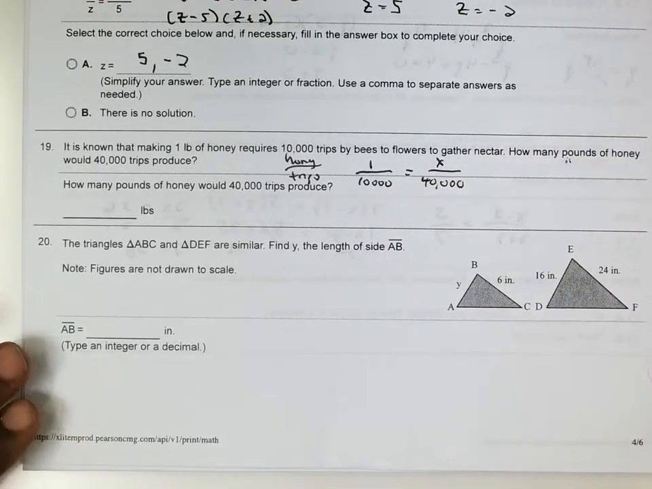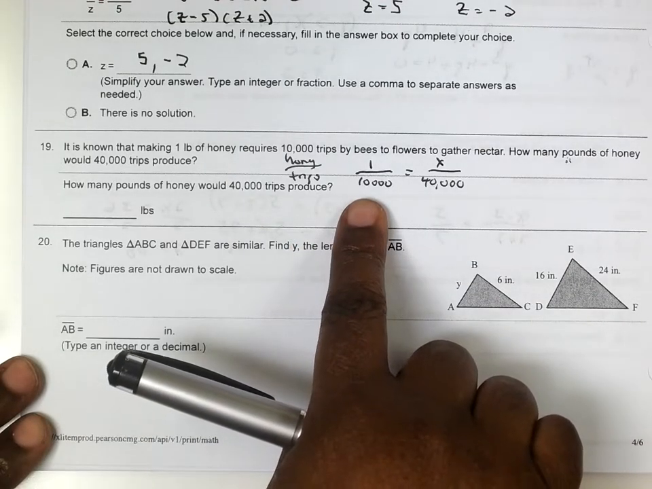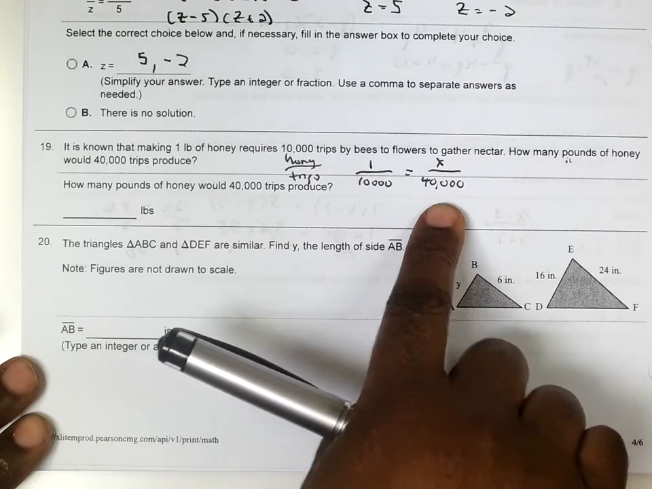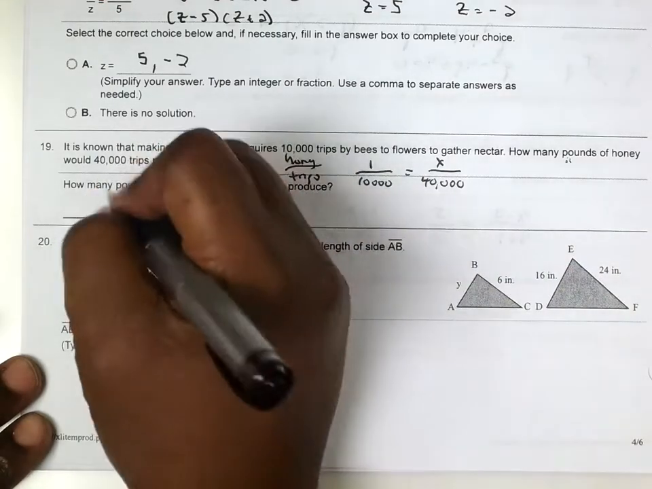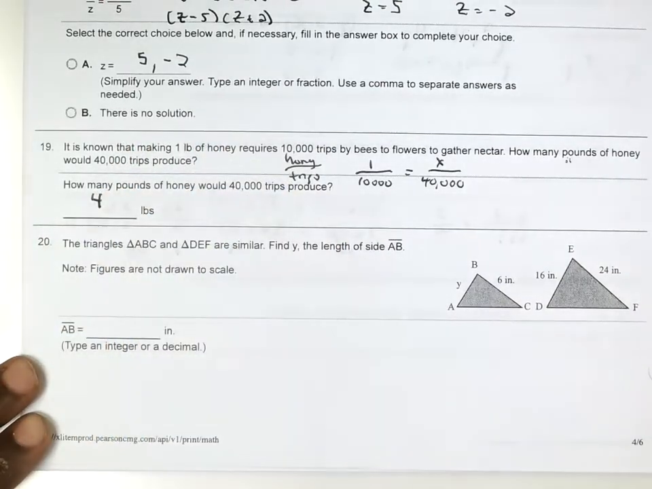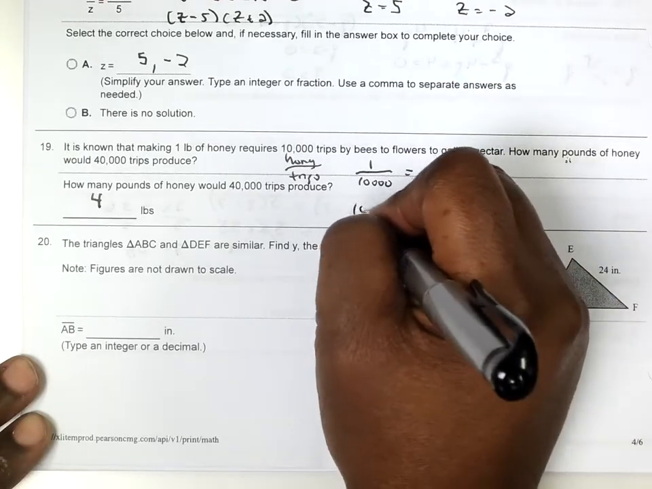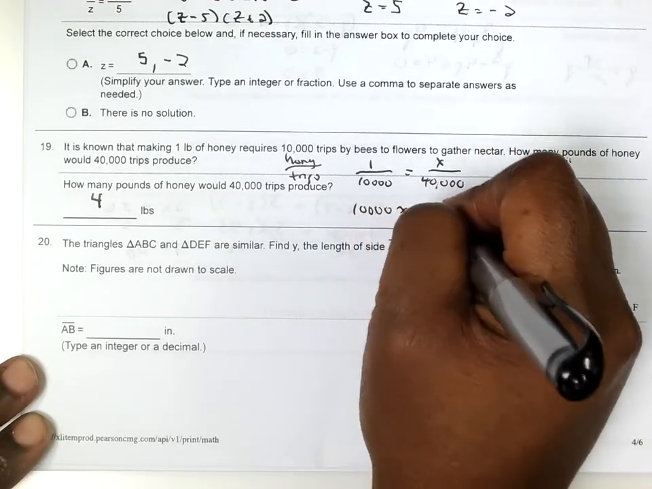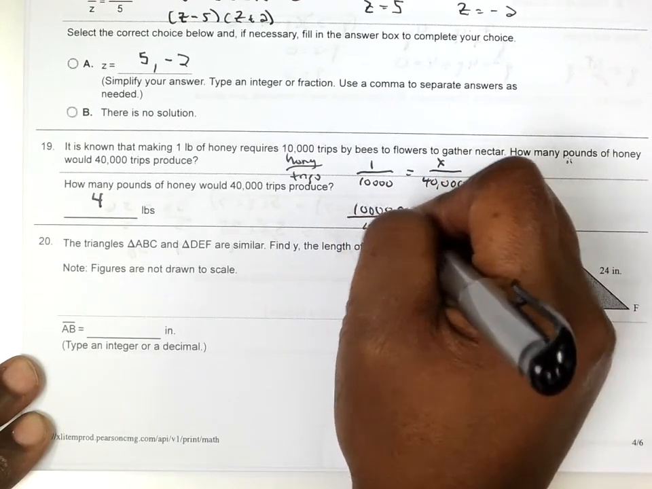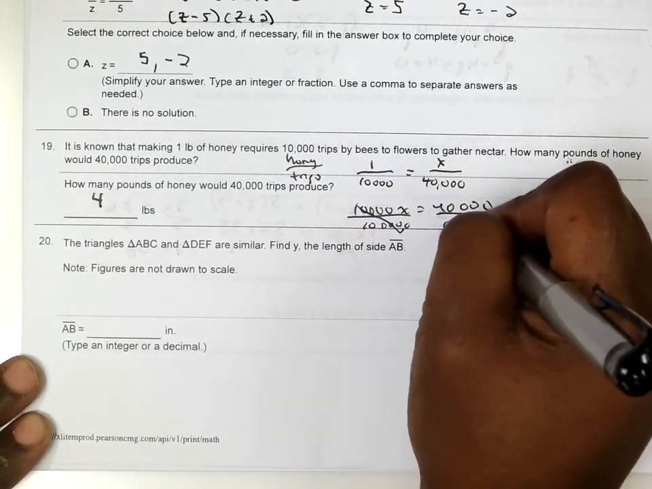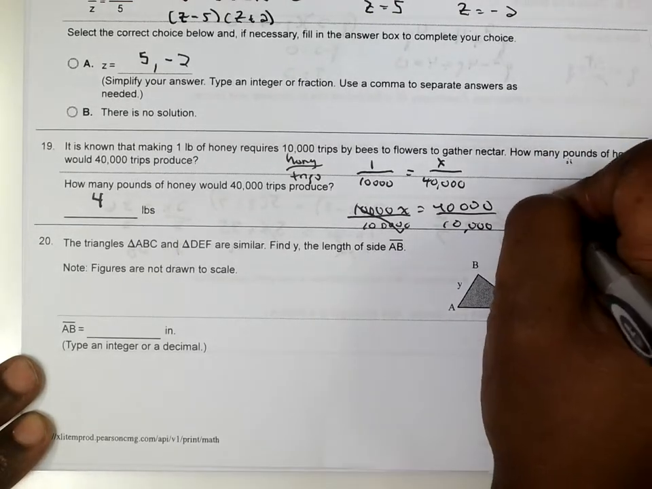Now, this one I don't really need to set up, right? Because 10,000 to 40,000 is 4 times more, so therefore I should just get 4 pounds. But if I didn't realize that, or if the numbers didn't work out so well, I'd have to set this up. So when I cross multiply, I get 10,000x equals 40,000. And then divide by 10,000. And that's where we get our x is equal to 4.